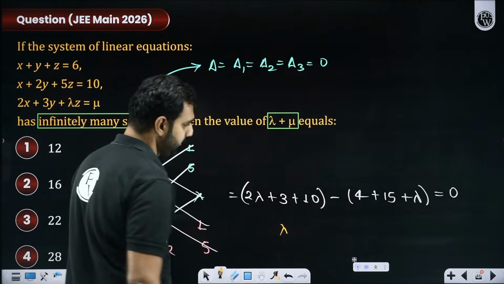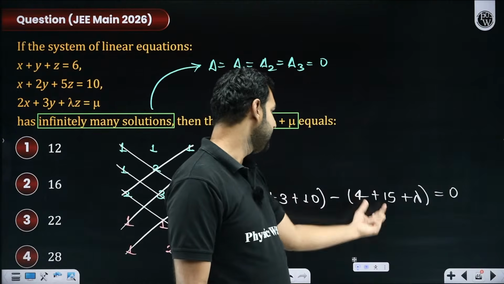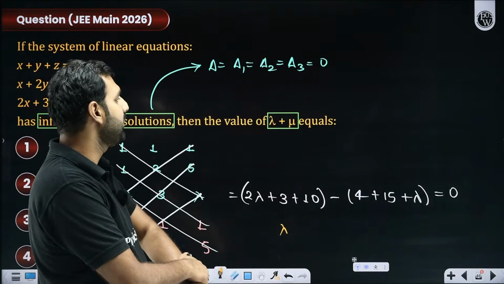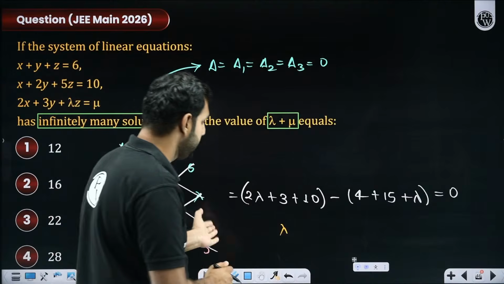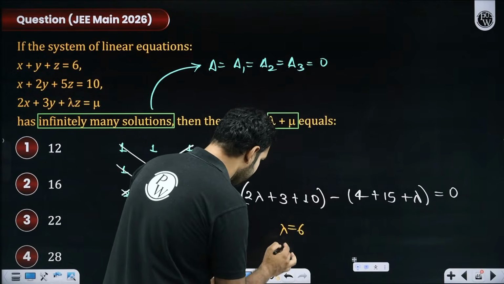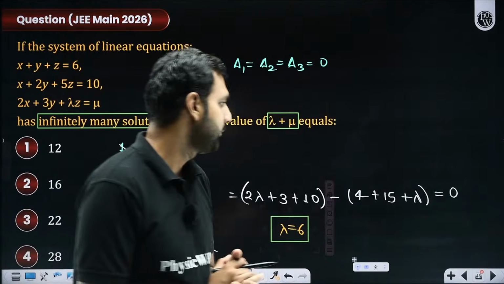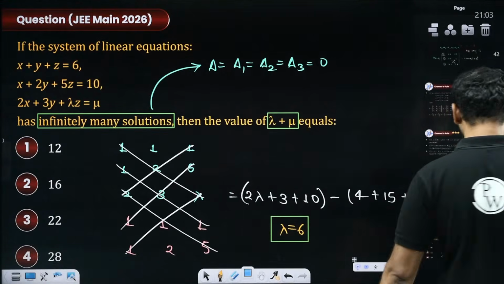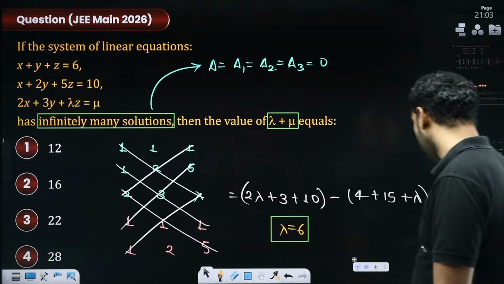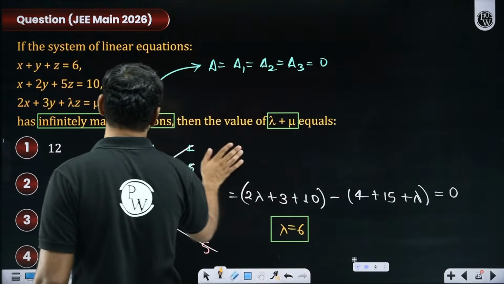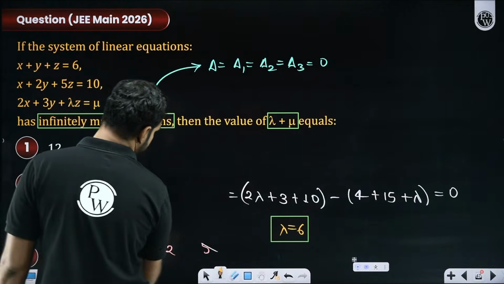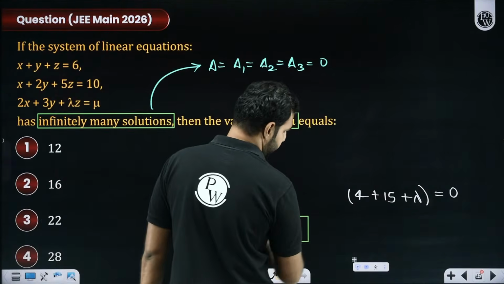That will be lambda. 3 plus 10 is 13. 15 plus 4 is 19. 13 minus 19 I think is minus 6. Minus 6 goes to the other side. You receive lambda as 6. That's your first conclusion. Everybody got that part? Sir, the story doesn't end here. You're supposed to solve it further because you need to find out the value of mu as well. How do we find mu? Let's work on mu now.